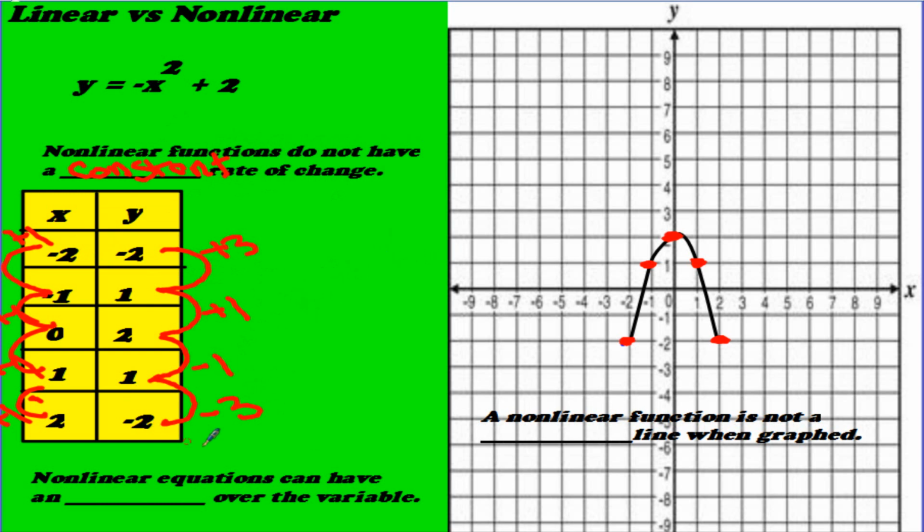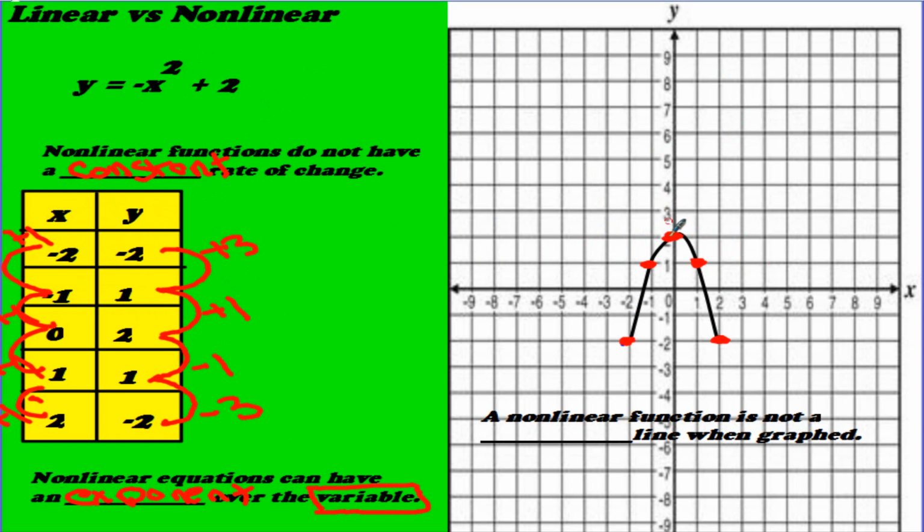So in this case, nonlinear equations can have an exponent over the variable, and that's important that you pay attention to that, over the variable, because it does change when you put it over the variable. Now, I did show a picture here of the graph. All I did was take the coordinate pairs, and in this case, when I have an exponent over the variable, I'm just going to take the coordinate pairs and graph them. It makes it so much easier.